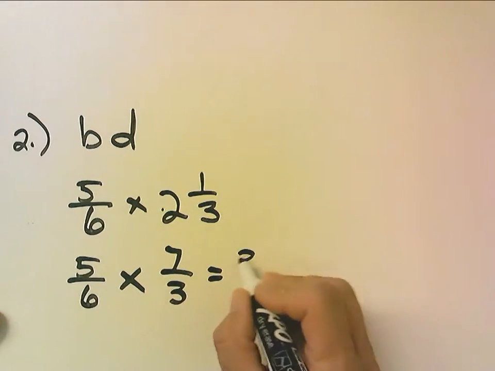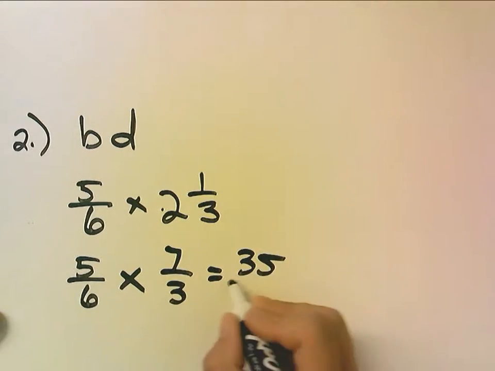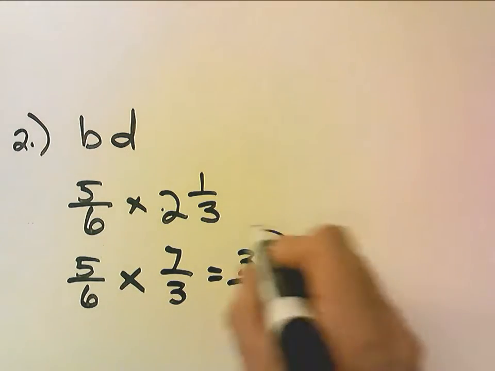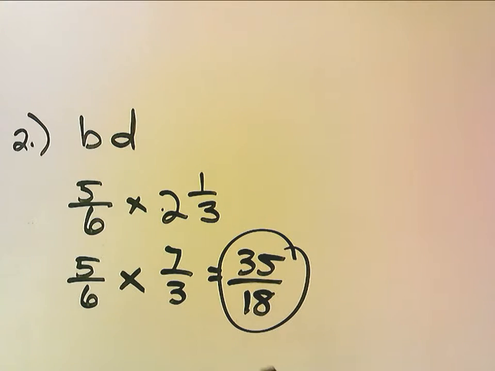So 5 times 7 is 35. 6 times 3 is 18. They do not have a common factor, so that's actually simplified. You could change it into a mixed number, but you don't have to. Just leave it just like that.